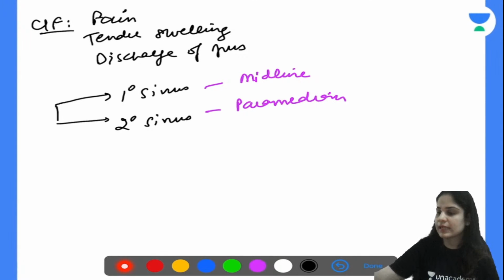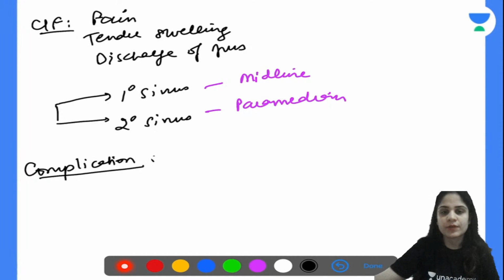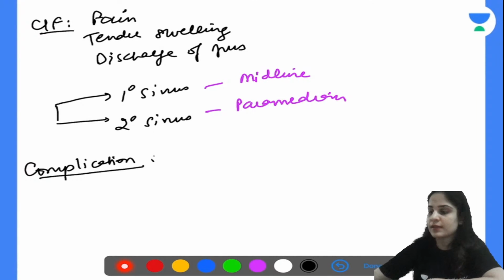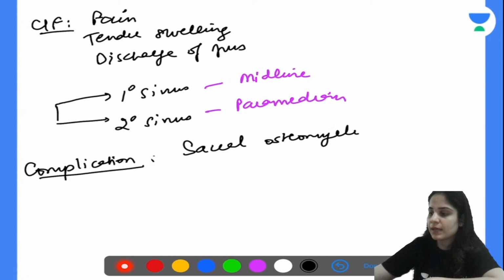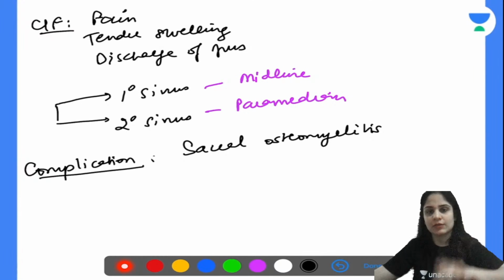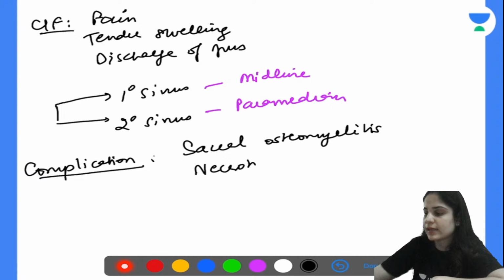Now the next thing that they can ask you about this is, what is the complication of this disease? The first thing, you already know: it's basically getting infected. If it is infecting the skin, it can also start infecting the bone underneath. What is the bone in the area of the buttocks? That is the sacrum. So there can be sacral osteomyelitis, and you can also have complete gangrene of that infected skin. So you can also end up having necrotizing fasciitis.